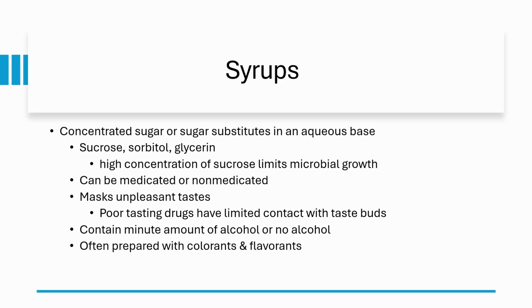Syrups are concentrated sugar or sugar substitutes in an aqueous base, meaning our liquid formulation is going to have water in it. Some examples of typical sugars that are in syrups are sucrose, sorbitol, or glycerin. There usually is a high concentration of sucrose, which helps limit microbial growth. Syrups can either be medicated or non-medicated. They're useful because they help mask unpleasant taste. They do this by limiting the contact of the drug on our actual taste buds. They do sometimes contain minute amounts of alcohol, or sometimes they contain no alcohol at all. Syrups are often prepared with colorants or flavorants as well.